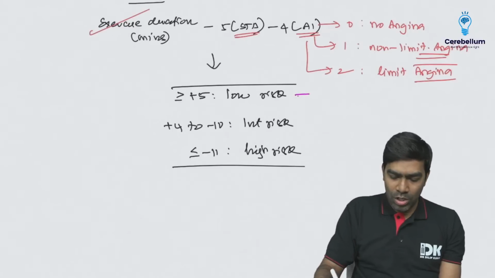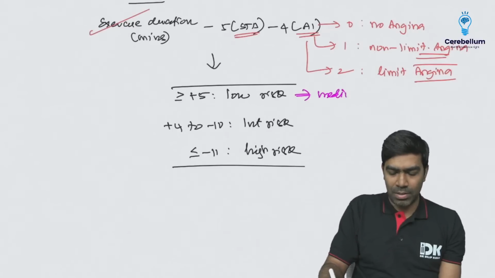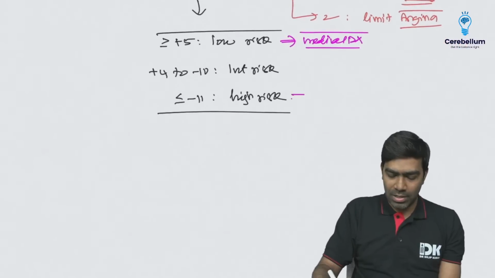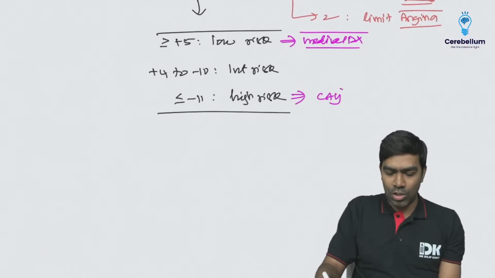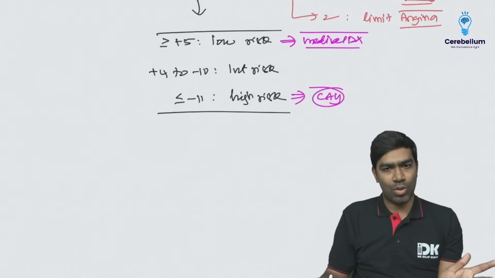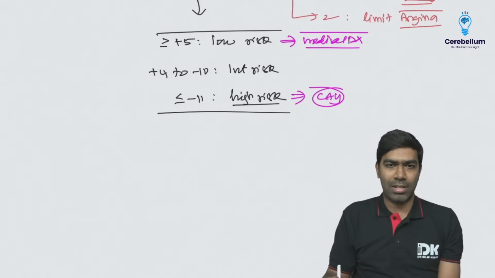So what you do: low risk patients just continue with the medical therapy. Medical treatment is enough for low risk patients. For high risk patients, you need to definitely consider coronary angiogram. There is no doubt, because this is a patient with chronic stable ischemic heart disease. So high risk means coronary angiogram as the next step.